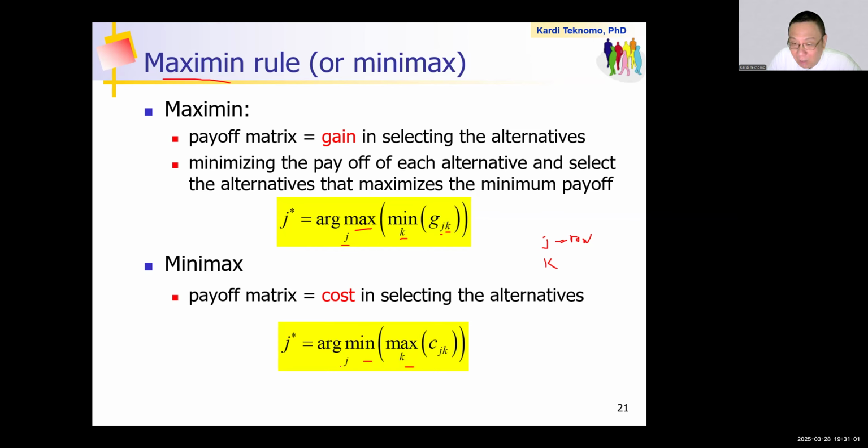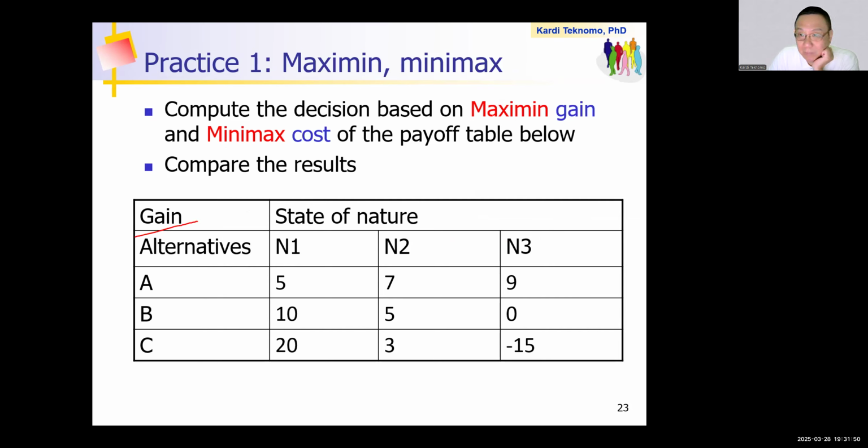Okay, so let's go back to our practice here. You have this table that I asked you to type. Say this is gain. If you use gain, then that means you need the maximum gain. What you will do, you do the second part first, which is the minimum. So 5, 7, and 9. What is the minimum? 5, sir. 5. Okay. Now, 10, 5, and 0. What's the minimum? 0. Yeah. 23 and minus 15. What is the minimum? Minus 15.